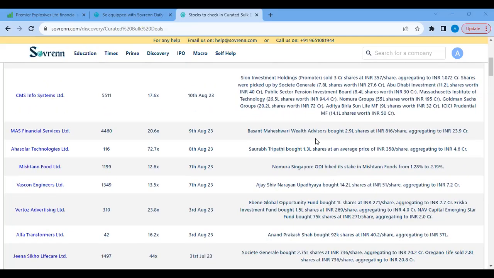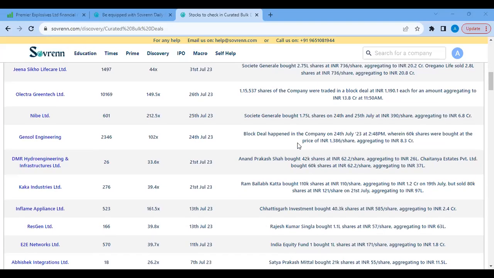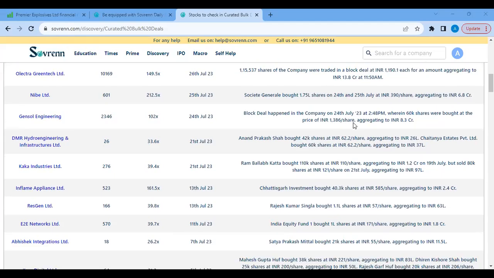Which company was bought by Basant Maheshwari Wealth Advisors? Chetan Bhai and Amit Bhai have answered it correctly. It's MAS Financial. Which company was purchased by Anand Prakash Shah? Prashant Bhai has answered it correctly. It is DMR Hydro, right? Which company was purchased by Rajesh Kumar Singla at 57 per share?